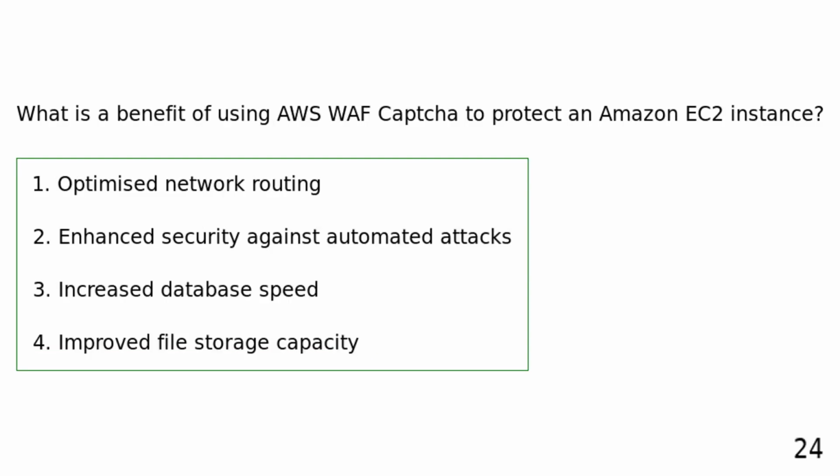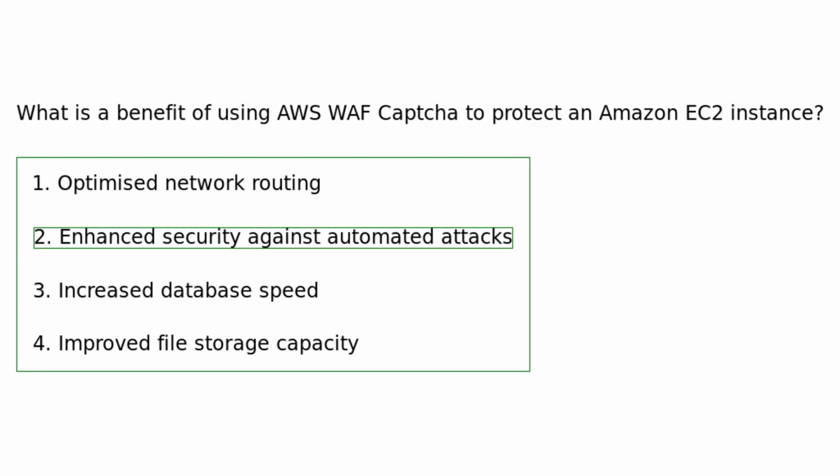What is a benefit of using AWS WAF Captcha to protect an Amazon EC2 instance? Optimized network routing. Enhanced security against automated attacks. Increased database speed. Improved file storage capacity. Using AWS WAF Captcha to protect an Amazon EC2 instance enhances security against automated attacks by requiring completion of challenges before accessing resources, reducing the risk of unauthorized access.